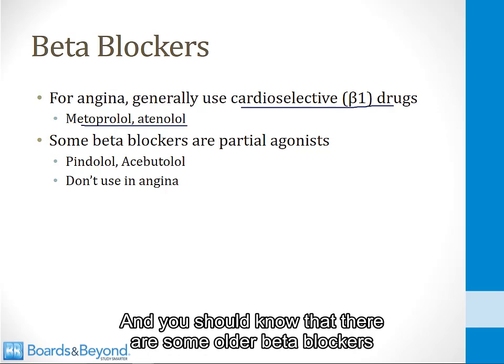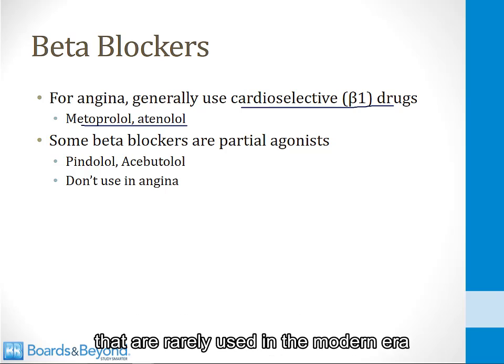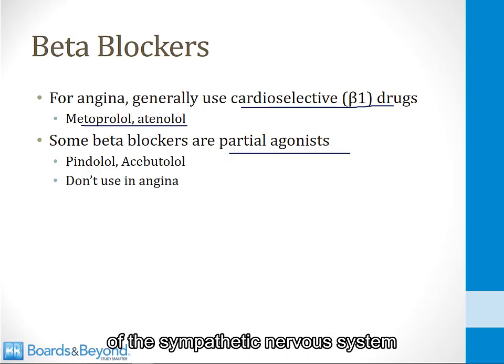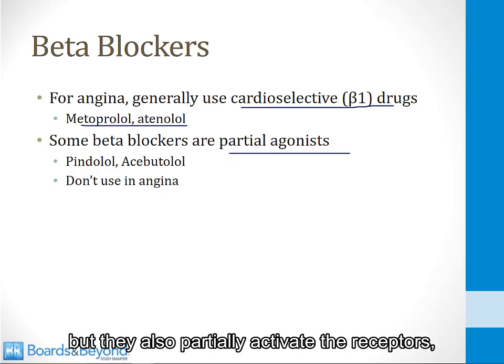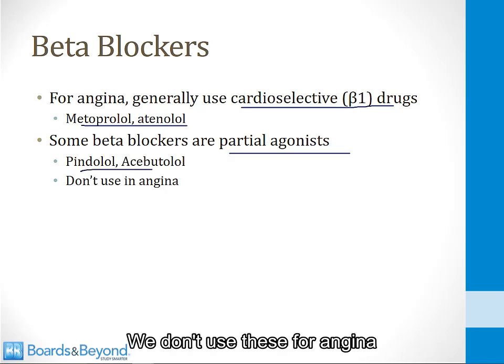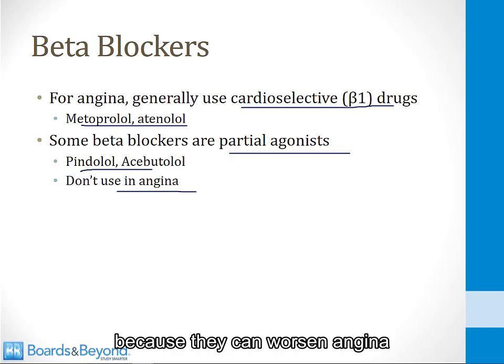And you should know that there are some older beta blockers that are rarely used in the modern era that are partial agonists of beta receptors. So they block beta effects of the sympathetic nervous system, but they also partially activate the receptors. Drugs in this class are pindolol and acebutolol. We don't use these for angina because they can worsen angina by their beta agonist effects.